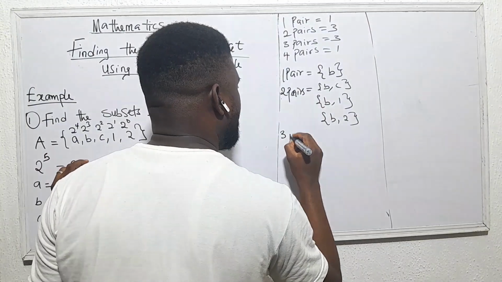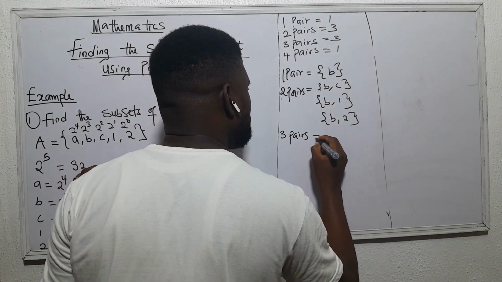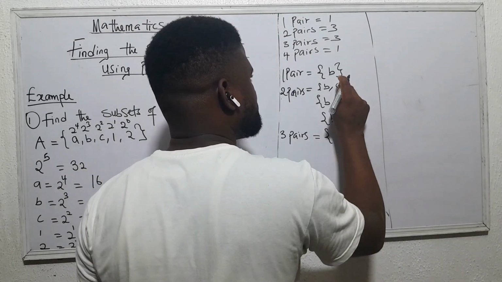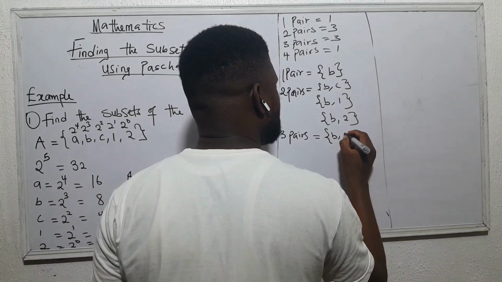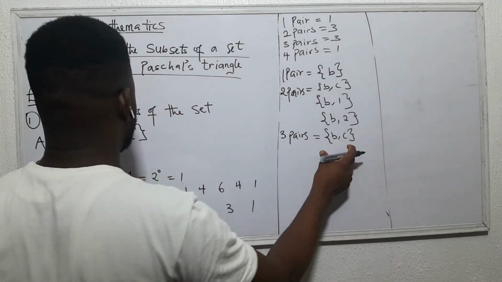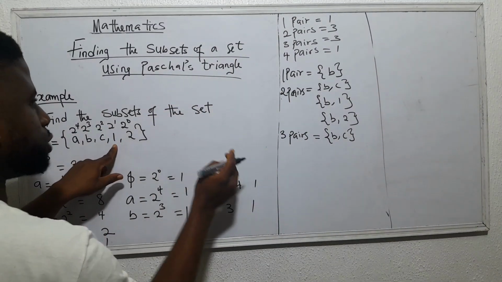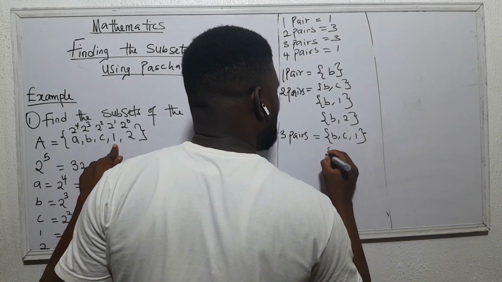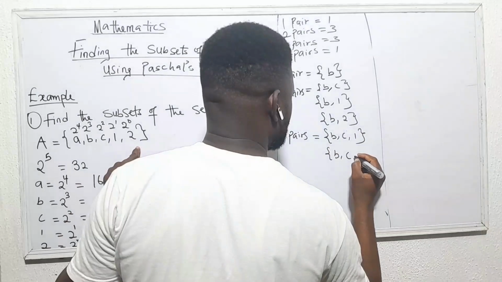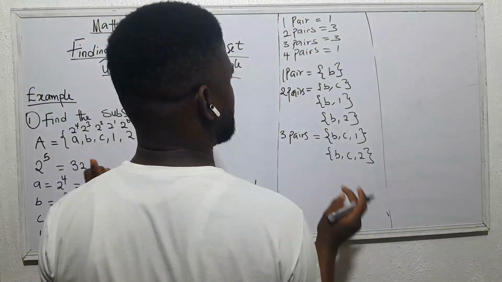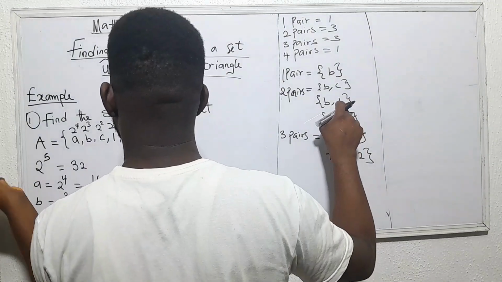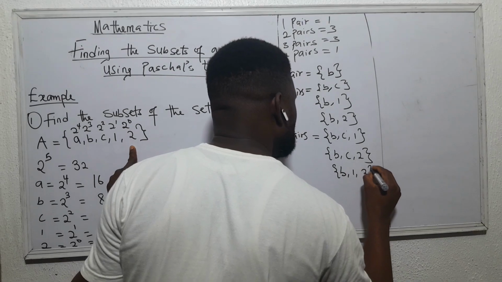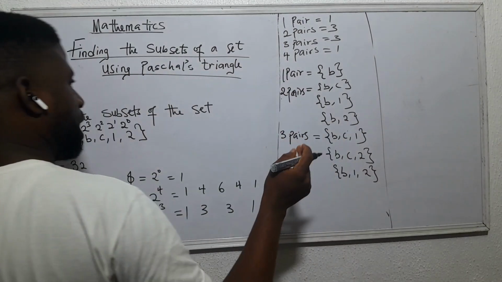So for 3 pairs now, we use 2 pairs to form 3 pairs. So we have first subset BC. BC, we can't go backward, but going forward, so we have BC1 and BC2. The next one is B1. We can't go backward, only forward, so we have B1, 2. And then the next one is B2. We can't go backward. So that's all.